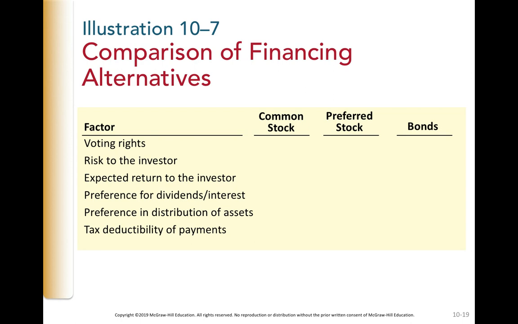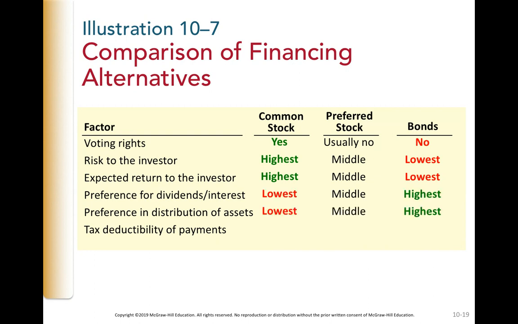Let's look at some comparisons of financing alternatives. We've got common stock, preferred stock, and bonds. In terms of voter rights, common stock has voting rights. Bonds do not, and preferred stock usually does not. In terms of the risk to investor, common stock is the highest, bonds are the lowest, and preferred stock is in the middle. For the expected return to the investor, common stock is the highest, bonds are the lowest, and preferred stock is again in the middle.